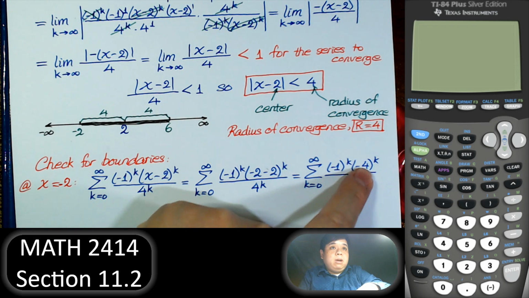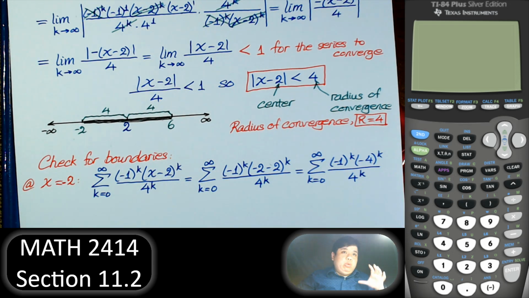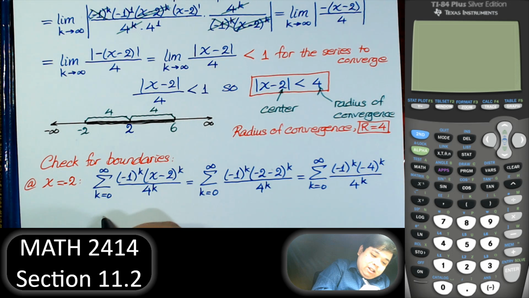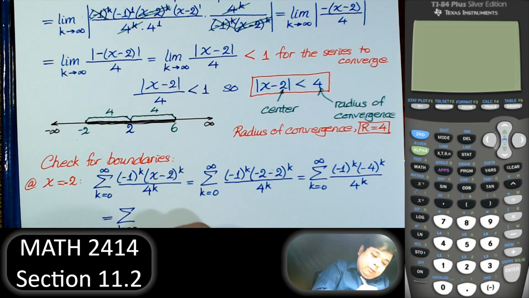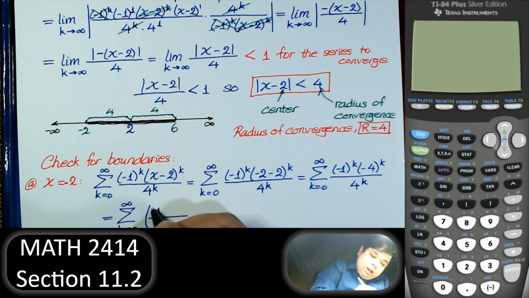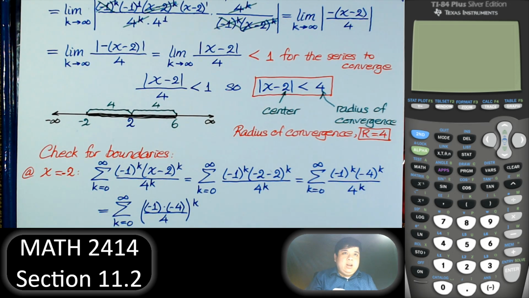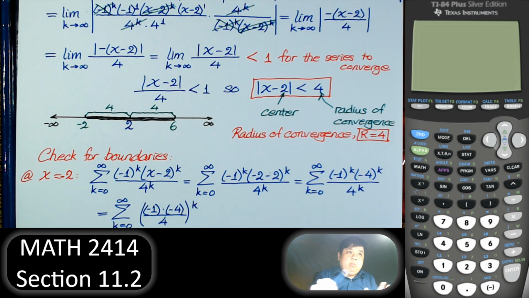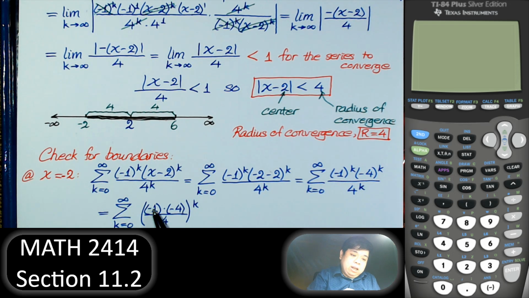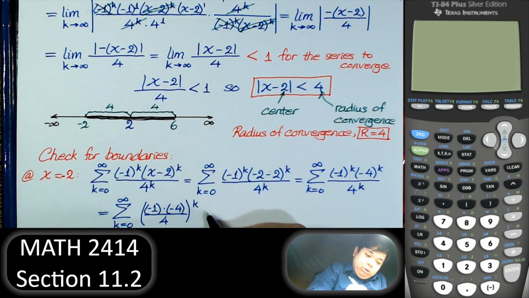Now both of them, actually all of them, in the power of k, so we bring everything inside the power of k. We have -1 on the top, and then -4, and then 4 at the bottom, all of which to the power of k. Simple enough, right? That's what we have. Now -1 and -4, that's 4 divided by 4, cancel out. So we just have 1 to the k.